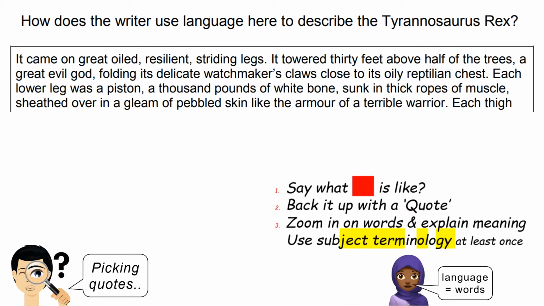Now, the process that you go through to answer this question is this: point, evidence, explain. So you're going to say what the T-Rex is like, then you're going to back that point up with a quote, and then you're going to look at the words in your quote and explain them to the examiner, show that you understand the language, you understand the words. And if you can, you're going to use some subject terminology at least once. Subject terminology is just those technical words that are used in the study of literature.